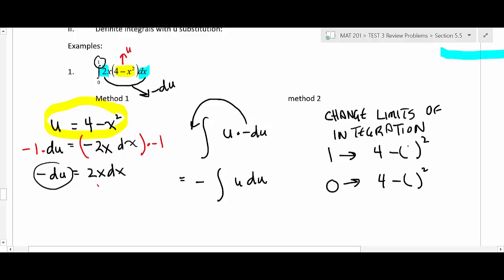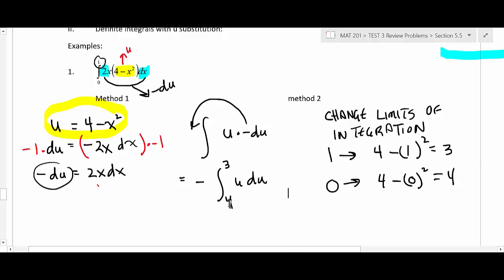Okay? So what you do is you plug in those limits of integration into that U-substitution, and that will change the limits. So if I plug a 1 in there, that's 4 minus 1 squared, which is 3, which means the upper limit is no longer 1, it's a 3. And we plug in a 0. Okay, so 4 minus 0 is 4. That means the lower limit is 4.